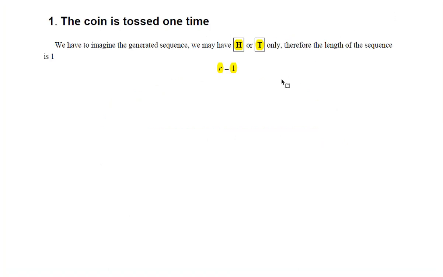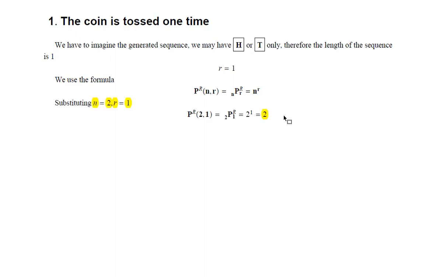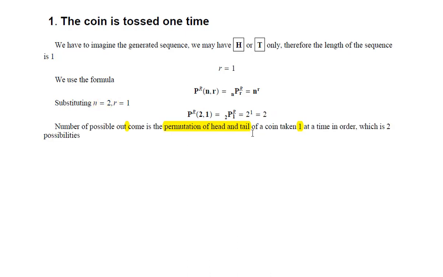We can also use the permutation formula, but before we use it, we have to know the length of the sequence. The sequence could either be H or T. So the length of the sequence or the size of the sequence is only 1. So in such case, we apply the permutation formula. P(n, r) equal to n to the power of r, and we substitute the number of objects and the length of the sequence in it, and we get only 2 possibilities.